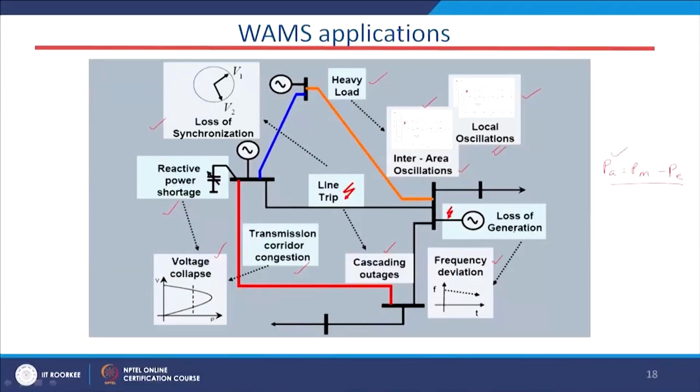Now we have another factor, that is cascading outages. We have frequency deviations. We have already discussed loss of generation. So these are the focus areas where this WAMS technology can be utilized, or in other words, properly justified, and we can exploit this technique for better operation of our network or smart grid system.